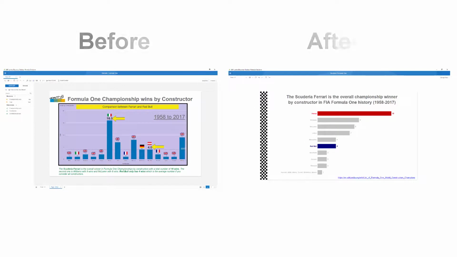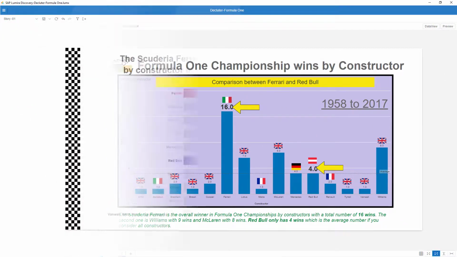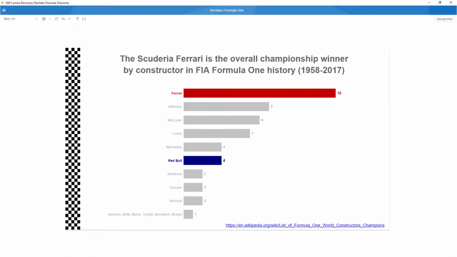Identifying and eliminating clutter has brought us a long way in terms of making it easier for the audience to understand our visualization. So let's quickly look back at where we came from and what we were able to achieve with some point-and-click and drag-and-drop actions.